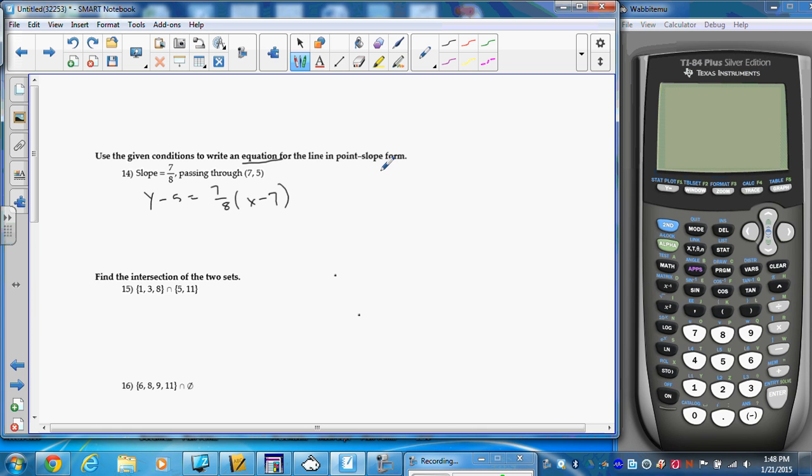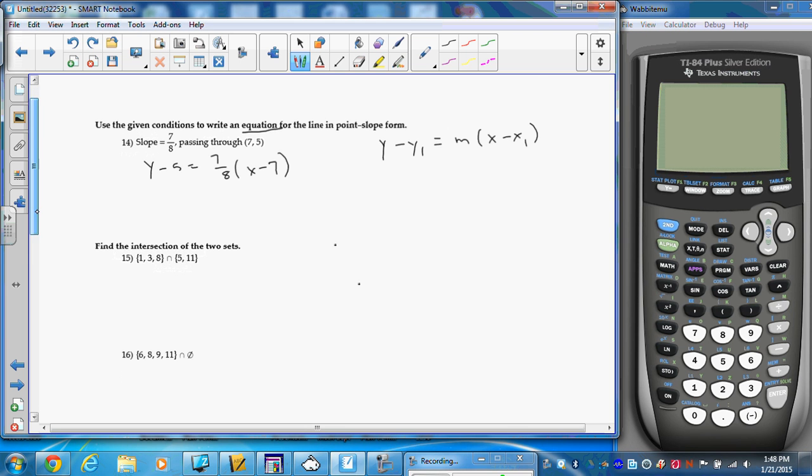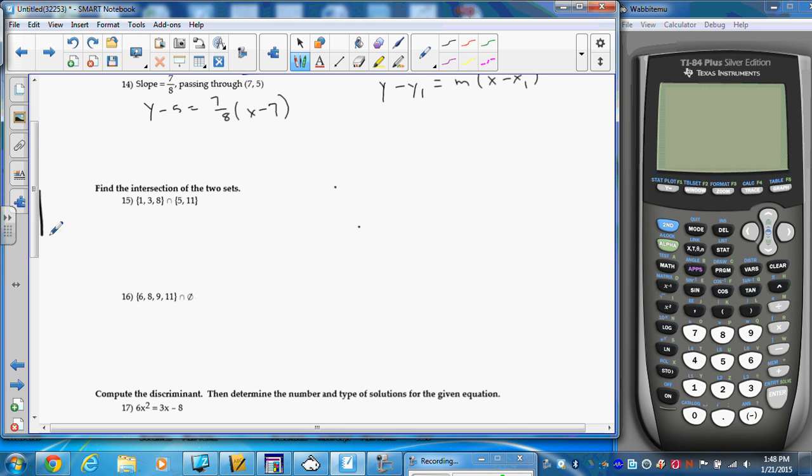Remember that point slope form, as we discussed in a previous section, is y minus y1 equals slope times x minus x1, where x1, y1 is an ordered pair, and x and y remain in the equation.